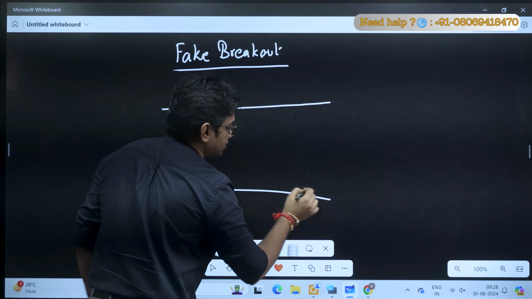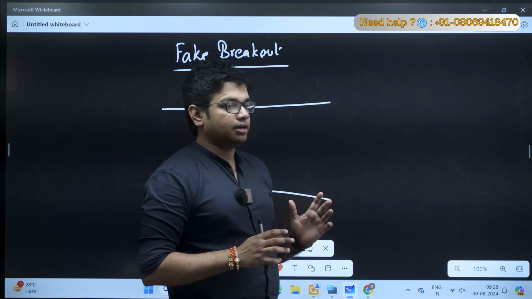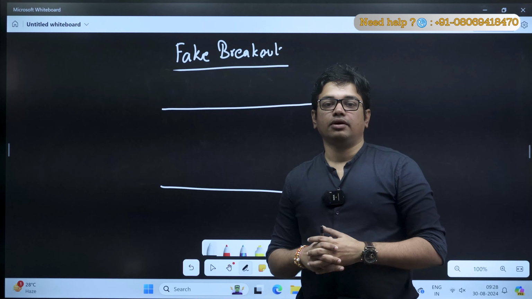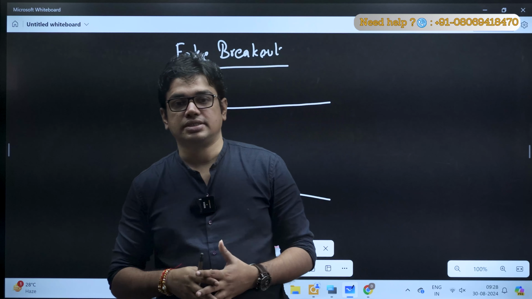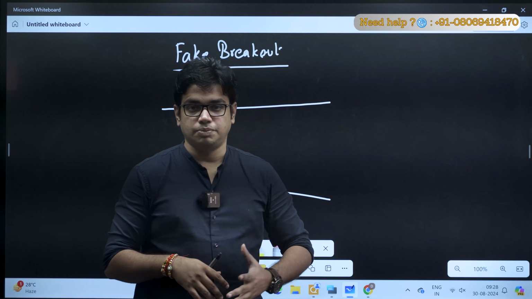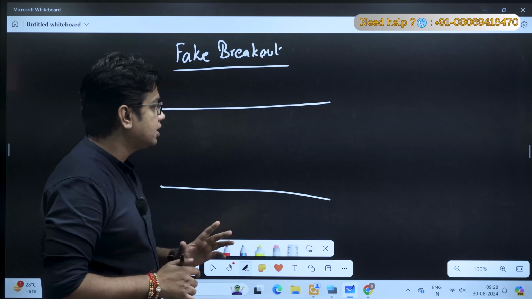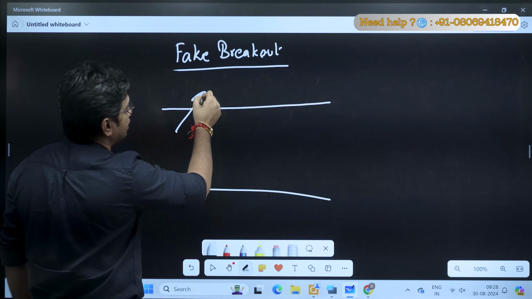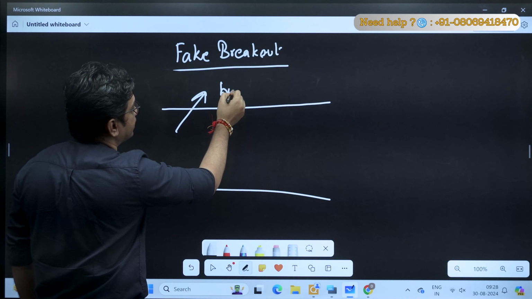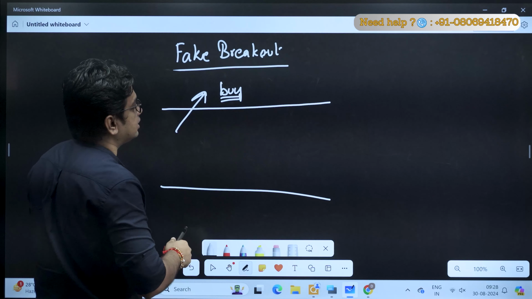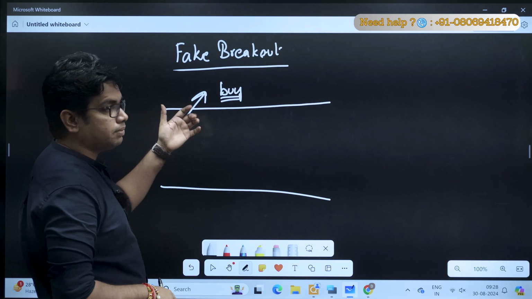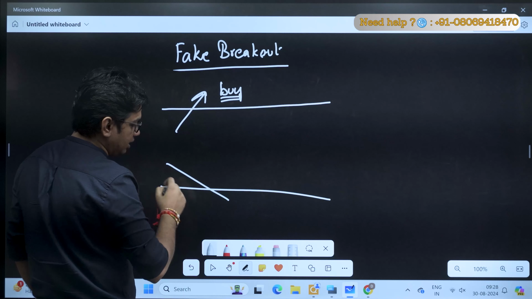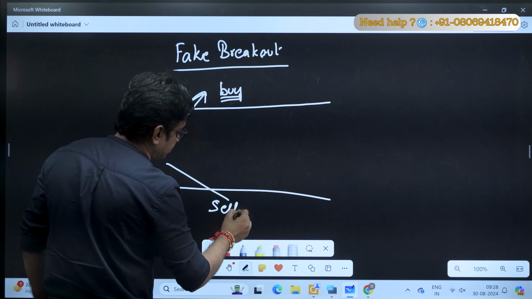resistance and support. There are common strategies involving resistance and support levels, where whenever there is a breakout on the resistance level and whenever there is a breakout on the support level, we take the trade. This is a general concept. So if a resistance breakout happens here, we take the buy trade. Let's just say I am going with the futures, so I'll buy the futures over here, and whenever there is a breakdown on the support level, I will sell the future.